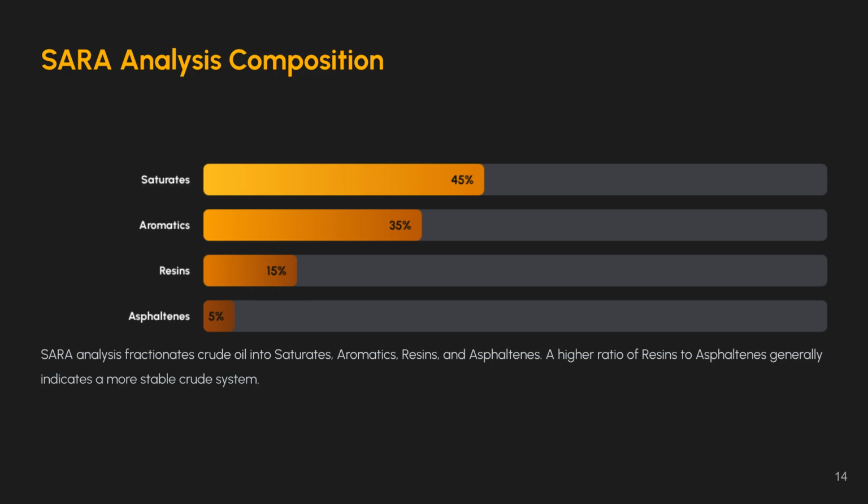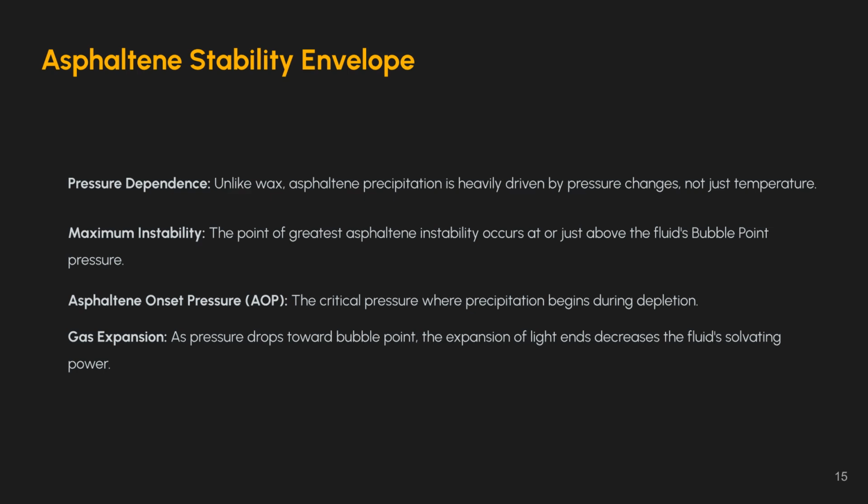SARA analysis breaks down oil into its components. Generally, a higher ratio of resins to asphaltenes contributes to a more stable crude system. Finally, the asphaltene stability envelope is driven primarily by pressure. Instability peaks near the bubble point, where gas expansion reduces solvating power.